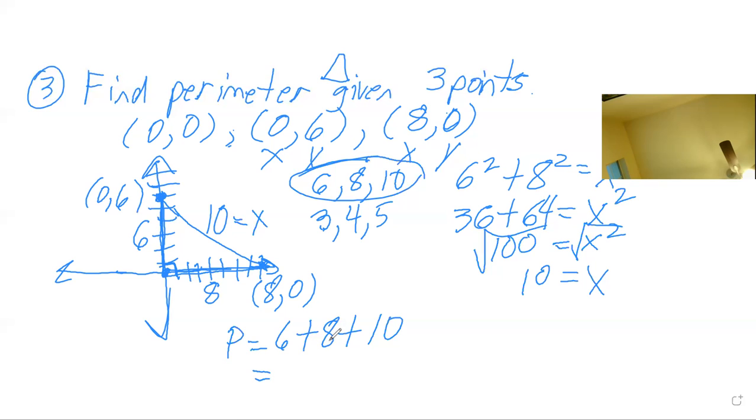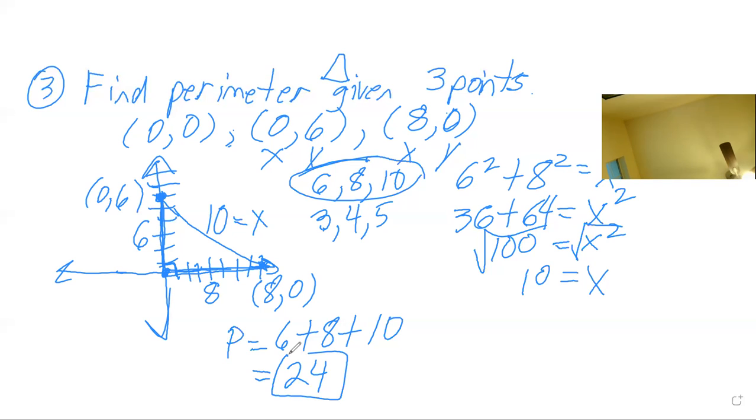6 plus 8 is 14. 14 plus 10 is 24. And it's just 24 units, but I'm already just saying 24. And that's what's going on in problems in 10.5. You just have to use the formula.